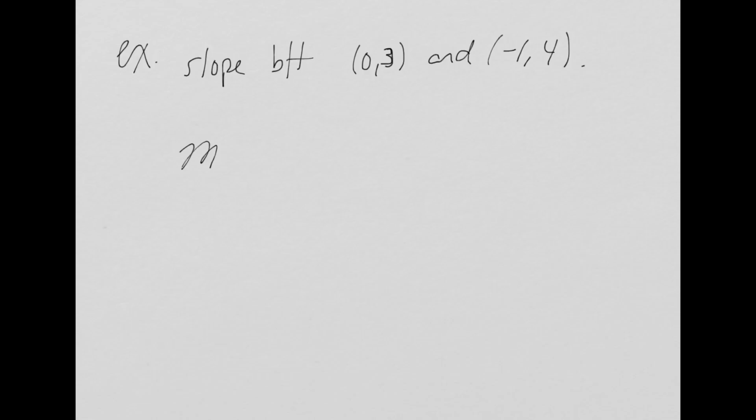So let's do an example here. Let's find the slope between the points 0, 3, and -1, 4. So my slope, you got to decide. Let's go ahead and just say this is x1, y1, x2, y2. So y2 minus y1 over x2 minus x1. This gives me 1 over -1, so -1. So my slope there is going to be -1.